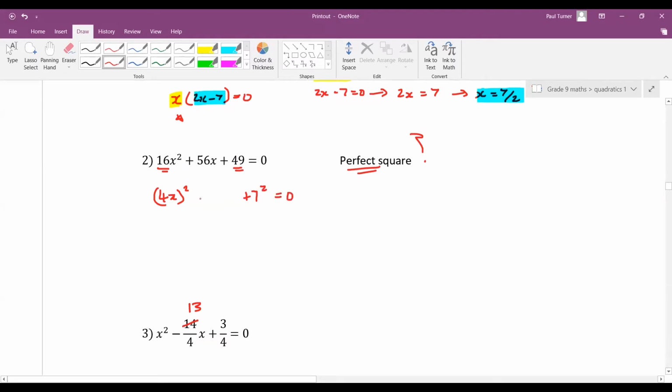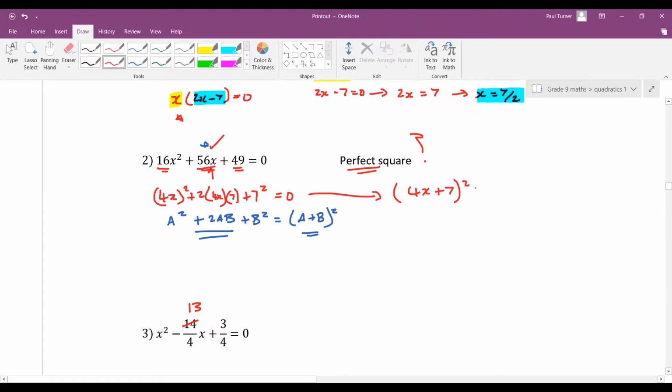Okay, so now we need to check this middle term, because what we're looking for is a squared plus 2ab plus b squared, which is a plus b all squared. So we're looking for this form here, which means that we need to check this middle number here. So we'll have 2 from the formula. Then we have a, which is 4x, and b, which is 7. And we check the middle term here. So 2 4s are 8, 7 8s are 56. So this middle term is okay, which means you can write that as 4x plus 7 all squared equals 0.